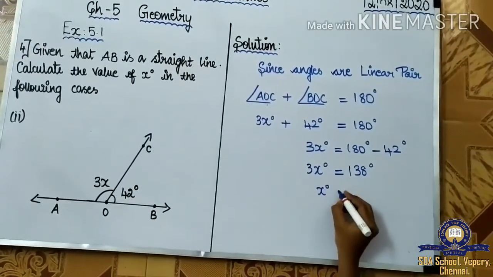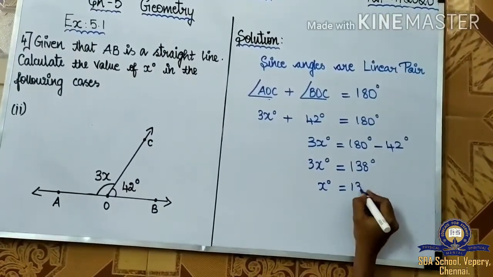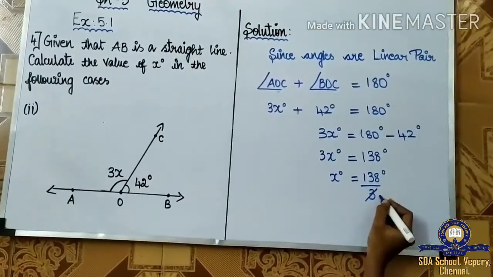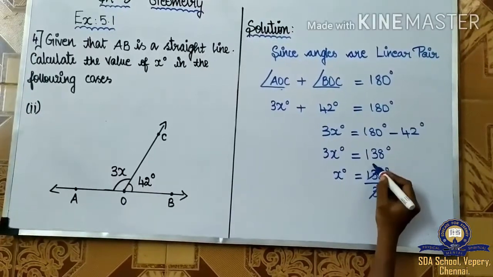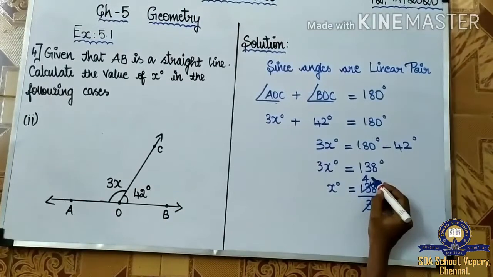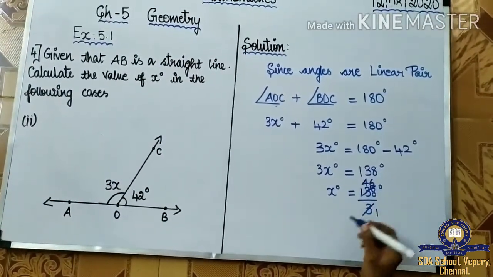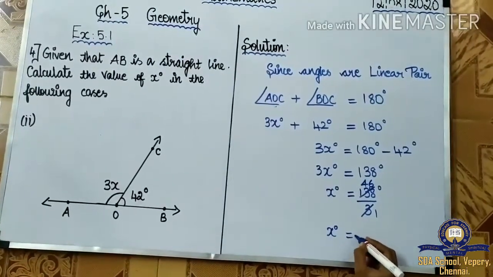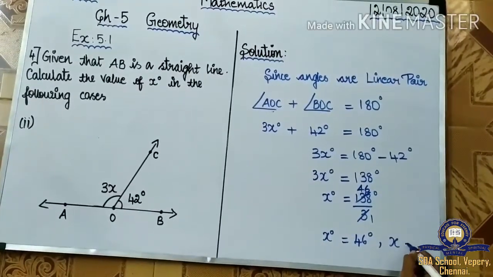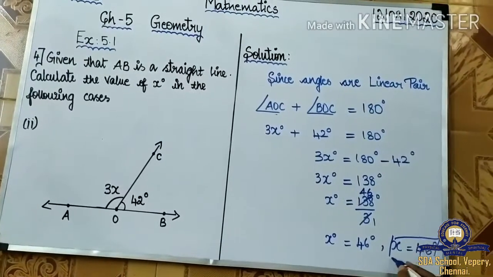So x degrees, keep it as it is, equal to; the 3 moves to the right side and will become division. So divided by 3. Shall we cancel it now? So 3 ones are 3, 3 fours are 12, balance 1, 18 is here. Now 3 sixes are 18, right? So 6. Then x degrees equal to 46 degrees. It's nothing but x equal to 46 degrees. Are you clear, students?